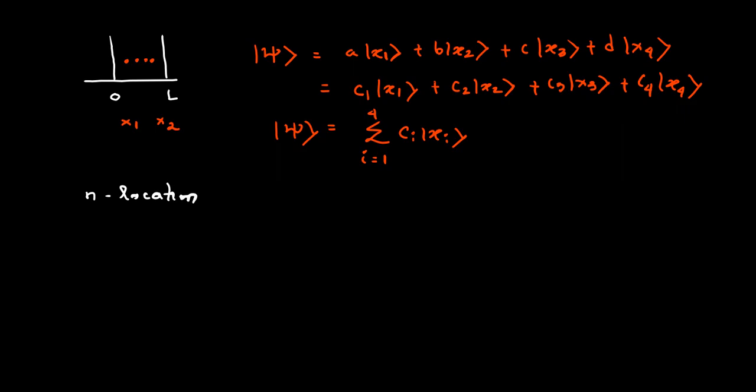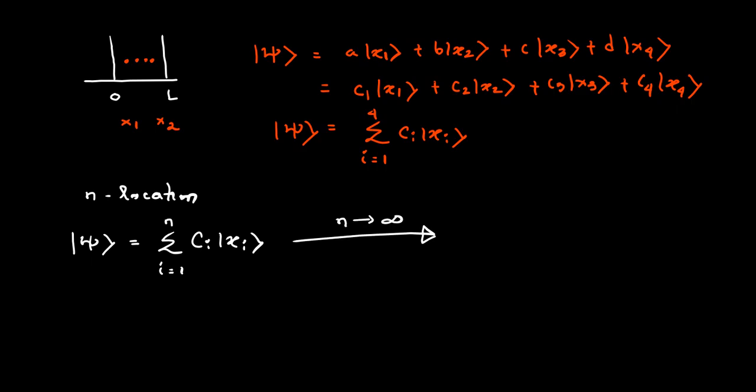If I have n locations, then again the state that represents the particle looks very simple: sum from 1 to n of c_i x_i. What happens now when n is infinity? It's quite an interesting question. What do we mean when n goes to infinity? When n goes to infinity, basically we have an infinite number of points between these two boundaries, and we are mostly dealing with the particle in a box case where the number of discretized points goes to infinity, so they are more continuous in nature.